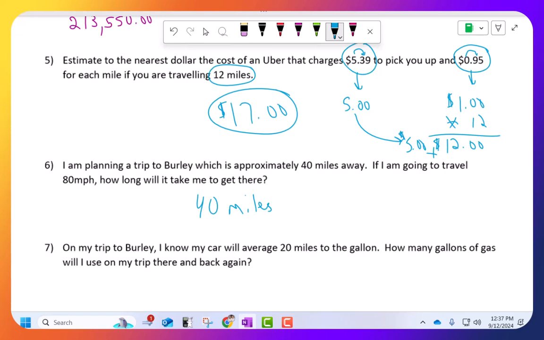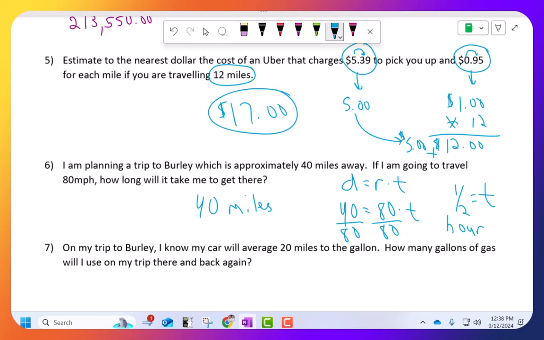So at 80 miles per hour, you're going to notice that distance equals rate times time. My distance is 40 miles. The rate that I'm going is 80 miles per hour. I'm going to take that times the time, because that's how long it would take me to get there. So I'm going to divide both sides by 80, and so I take 40 divided by 80. And 40 divided by 80 reduces all the way down to 1/2. It's going to take me half an hour to get there, and so that would be my answer.